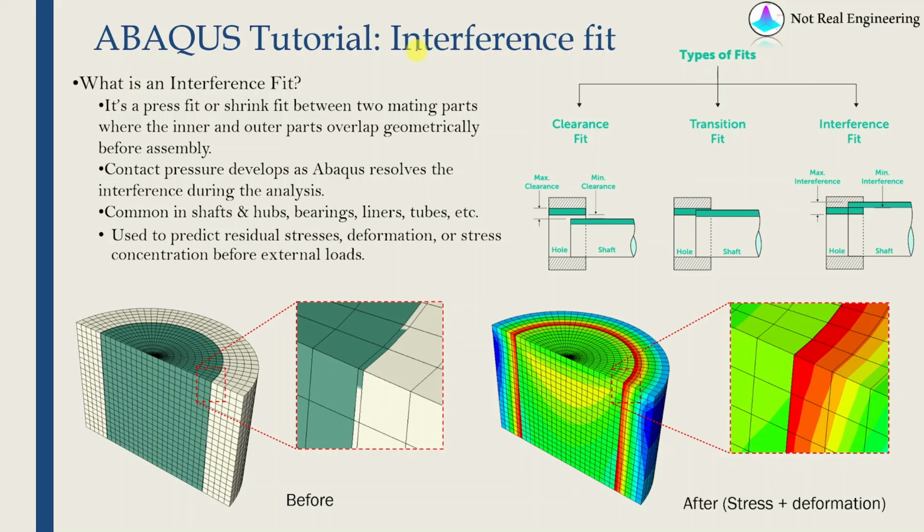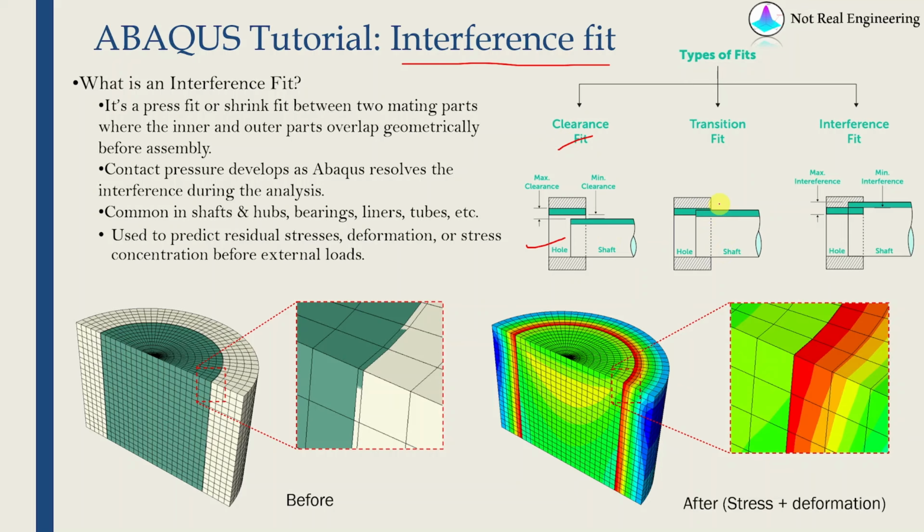Today we are going to see how to model interference fit in Abaqus CAE. Just to briefly talk about what is an interference fit. It happens when two parts geometrically overlap each other before assembly. The classical example is a hole and a shaft. When the shaft is smaller than the hole, it's a clearance fit.